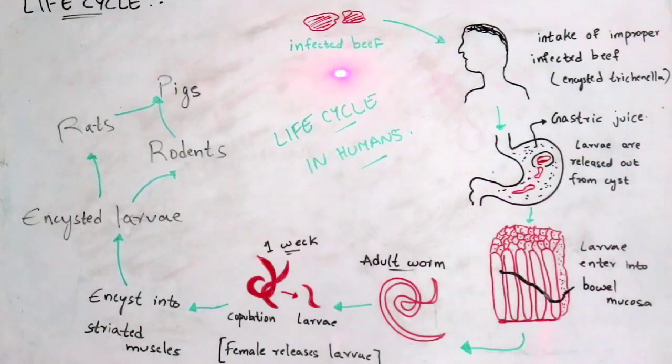Firstly the infected beef or pork is ingested by the human, and from the mouth it enters the stomach. Within the stomach many gastric juices and pepsin are present. Due to the exposure to the gastric juices and pepsin, the cyst breaks down and the release of larvae takes place within the stomach itself.